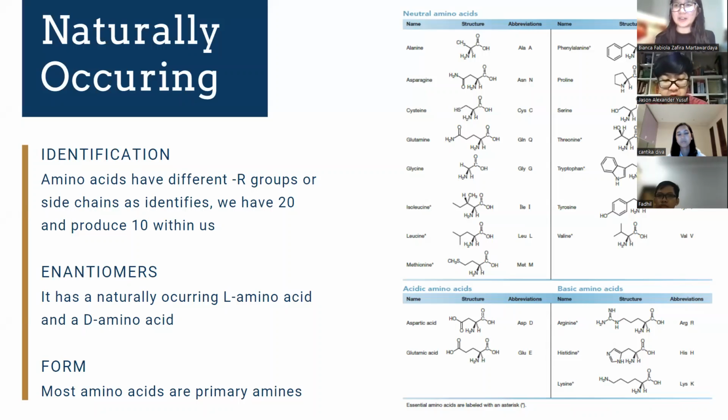Out of all the amino acids, some may have alkyl groups, some may have additional functional groups as well. And quite interestingly, the majority of amino acids are primary amines, aside from one, which is proline, which is a secondary amine, and also two amino acids called isoleucine and threonine, which have additional stereocenters, giving a different form from most other amino acids.